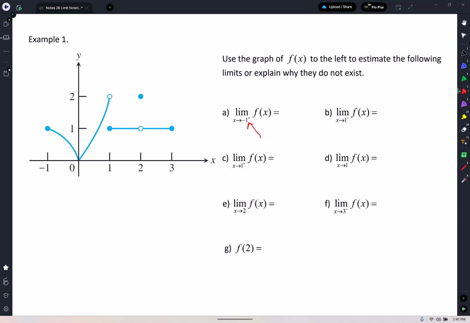So here's -1. If I approach -1 from the right, what is this y value? 1. There it is. Done.